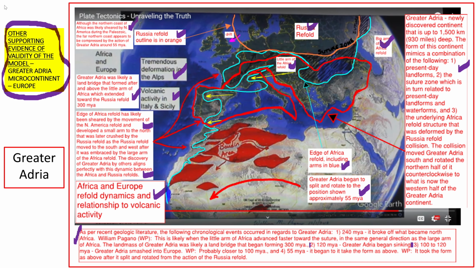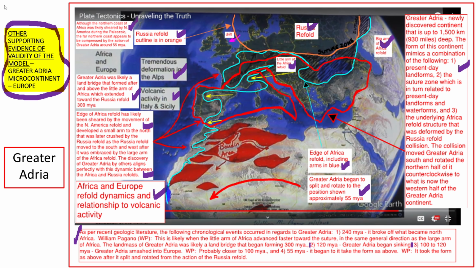So 105 to 110 million years ago, remember that fractal that was in Maine, where it shows the breakup of Pangea, and it shows the Russia refold slipped off the back of North America. So just after that, the arm of Africa went out quickly, and I think during that action of going out quickly around 105, 110 million years ago, it sort of pulled Greater Adria with it and probably pulled it down and out and everything. So that's when it began sinking.